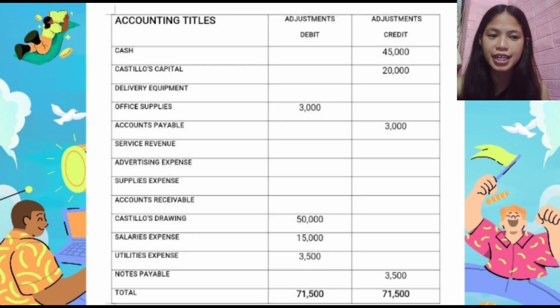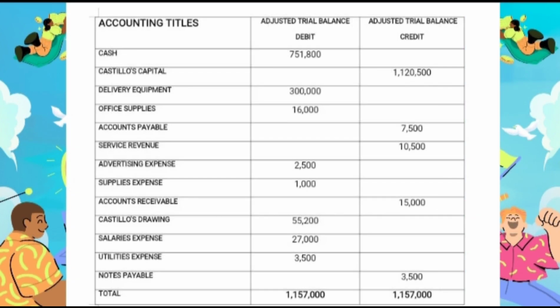Adjustments are the changes made to a certain account at the end of the accounting period to reflect the true financial condition of the business.